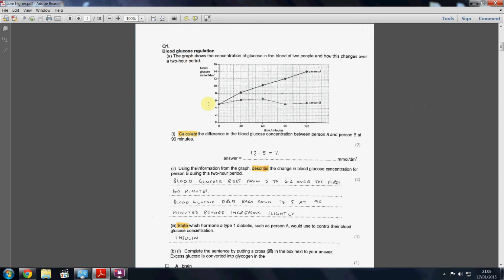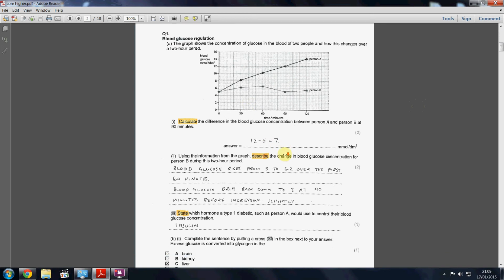It says the graph shows the concentration of glucose in the blood of two people and how this changes over a 2-hour period. Part 1 says calculate the difference in blood glucose concentration between person A and person B at 90 minutes. So it's simply a case of finding 90 minutes on the graph, looking at person A's blood glucose concentration, which is 12, person B's, which is 5, and then taking 5 from 12, which gives us the answer of 7.